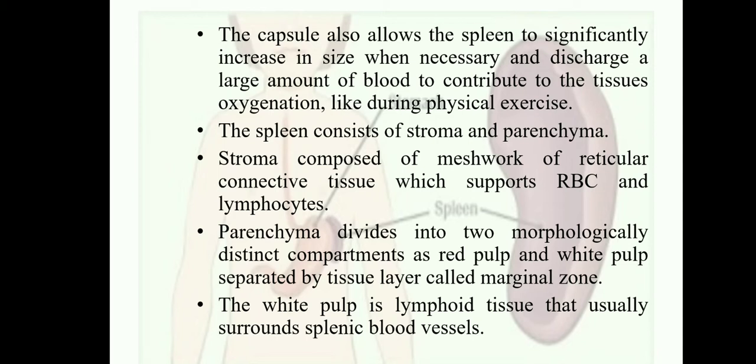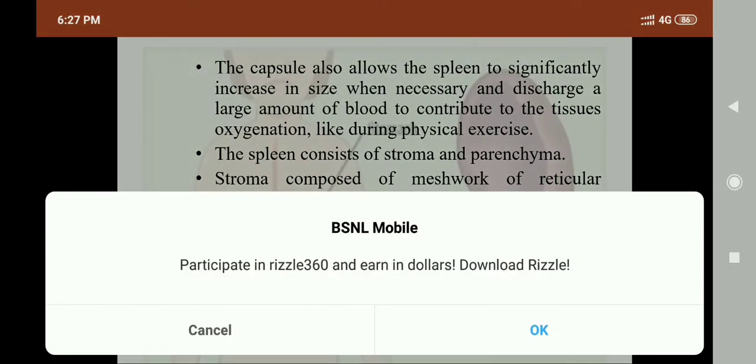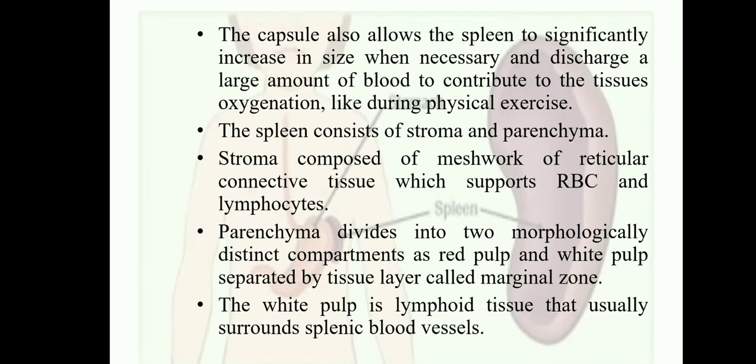Now the second major portion of the spleen is the parenchyma. This parenchyma is divided into two morphologically distinct compartments of the spleen. These are the red pulp and the white pulp, which are separated by a tissue layer called the marginal zone. The white pulp is the lymphoid tissue that usually surrounds the splenic blood vessels, which are part of the red pulp.